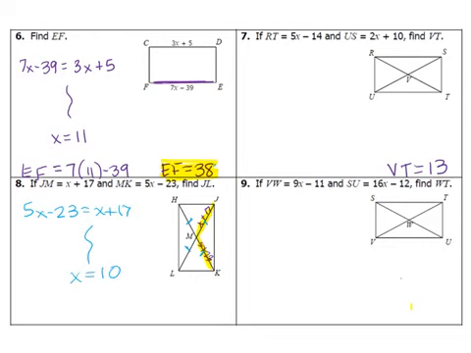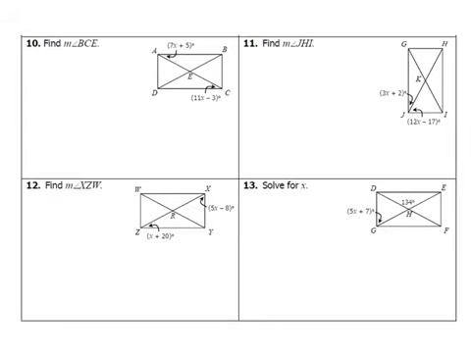And then it wants us to plug into JL. Okay, well notice we don't have information for JL. JL is the entire diagonal. But I know that JL is twice of JM. So if I plug into JM, I see that it's 27. So all of those little pieces are 27 and 27. 2 27s together tell me that JL is 54. All right, we'll do 10 next.